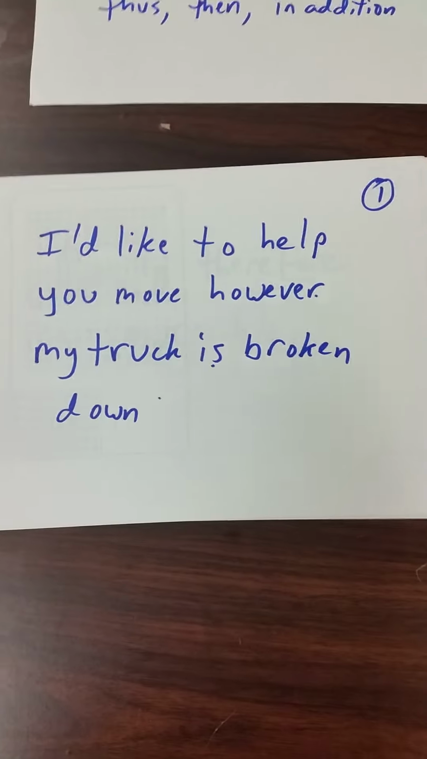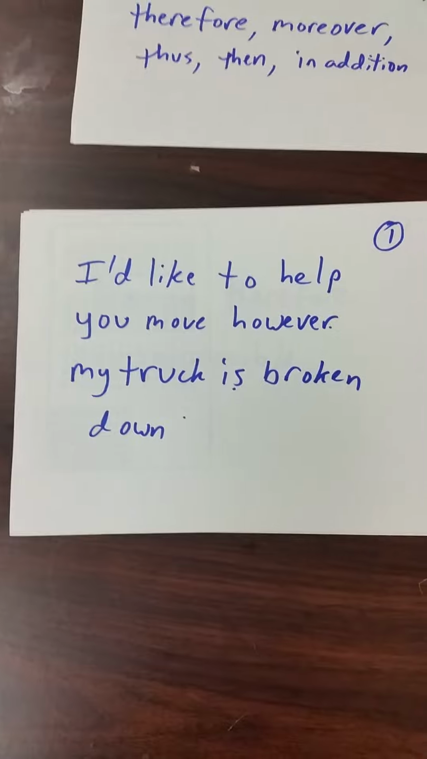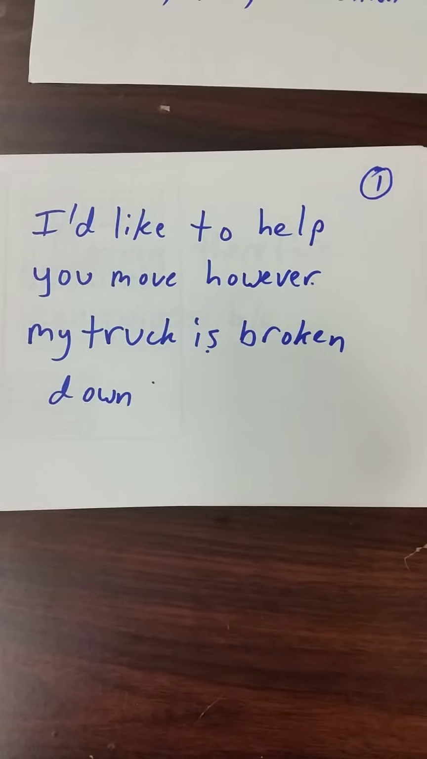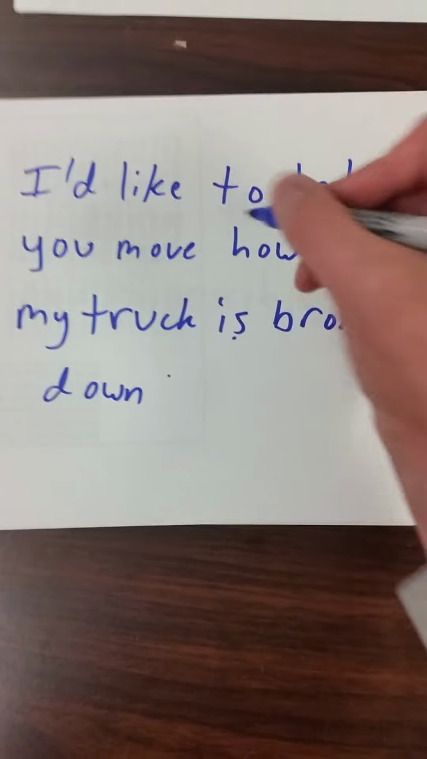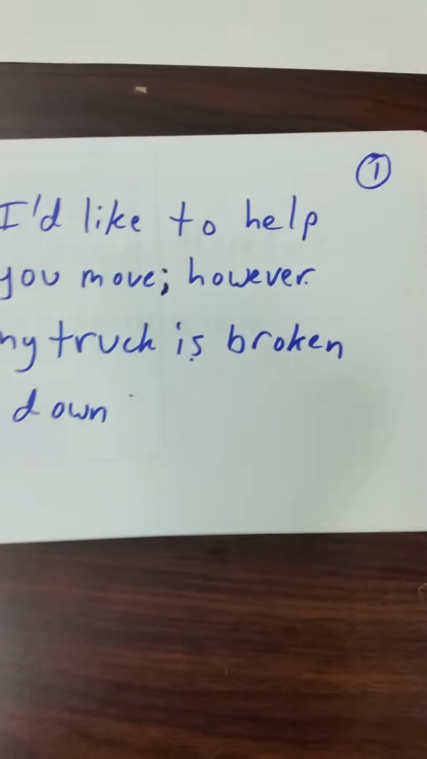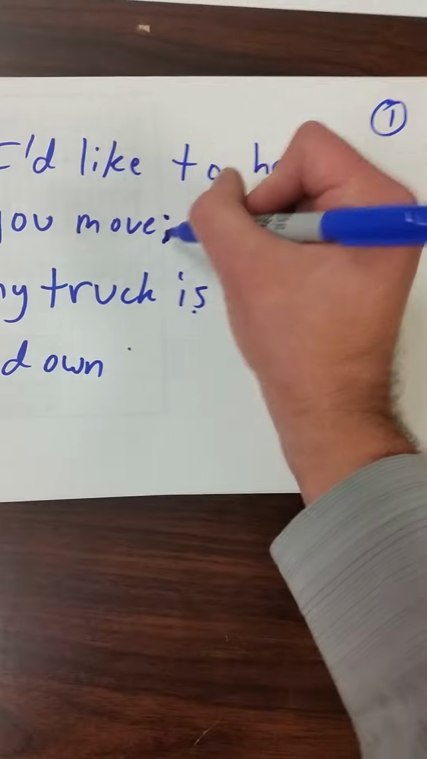Now, we need to punctuate this properly. In order to do this, what we're going to use is actually a semicolon. So just like one of our first rules, we can separate two independent clauses with a semicolon. So what I'll do here is I'm going to insert a semicolon here. And we're not done, however. We need to include a comma after the word however.